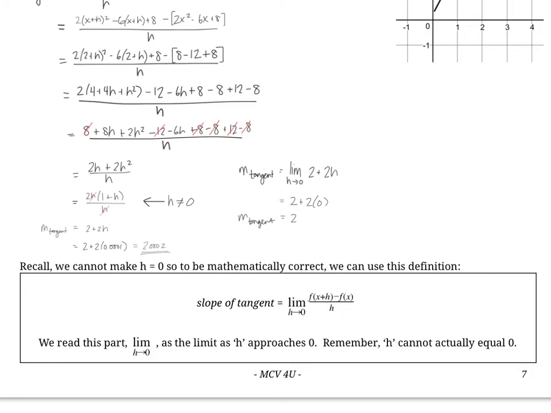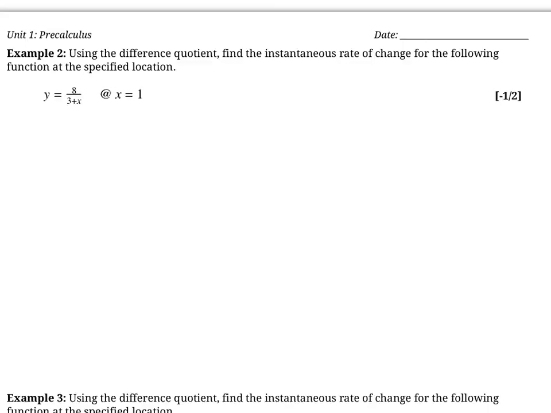So the goal of these kinds of questions is to first cancel out h, like we did here, in order to allow us to plug in h as 0. And you'll see that in the next example. Example 2 has us find another difference quotient of y equals 8 over 3 plus x.